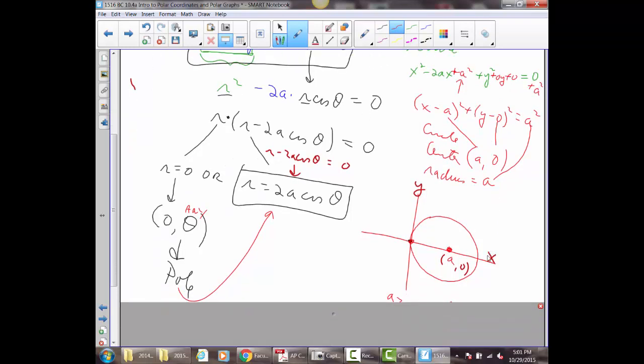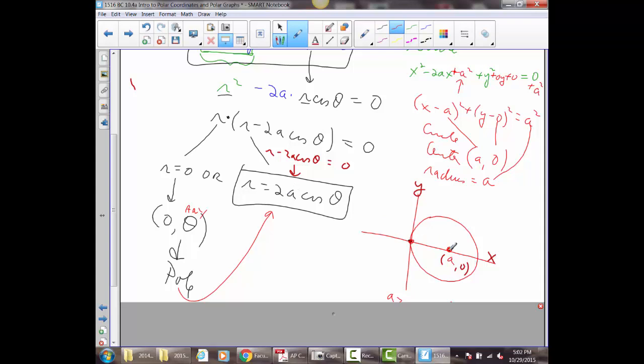Now, it's a lot easier, actually, if you recognize it as being the equation of a circle, because you're looking at the radius right here. So let's say 2a is 10, the radius is 5. If 2a is 40, the radius is 20. Okay, so if there's a number there, that's what you have.